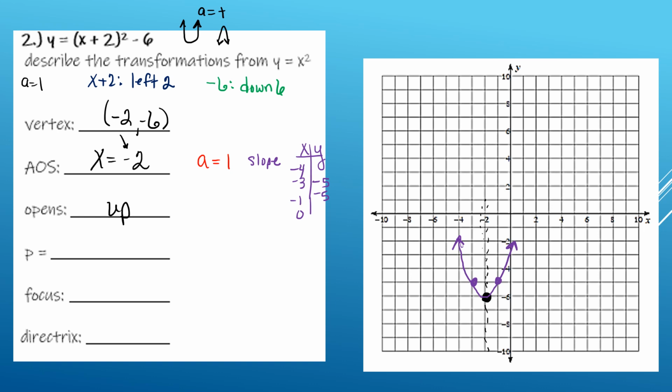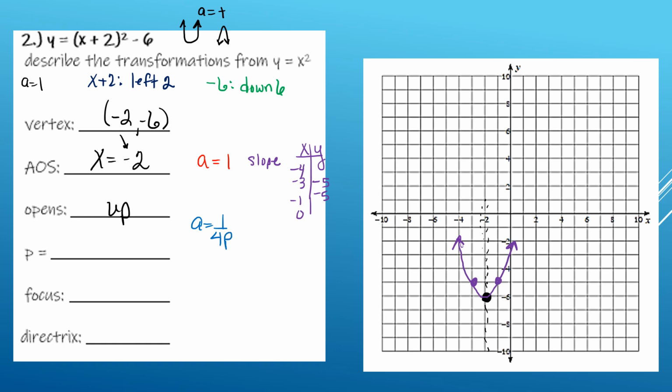Okay, the next thing that we need to do is determine our focus and our directrix. And remember, we are using our p value, or excuse me, we're using our a value, setting it equal to 1/4p so we can solve for p.